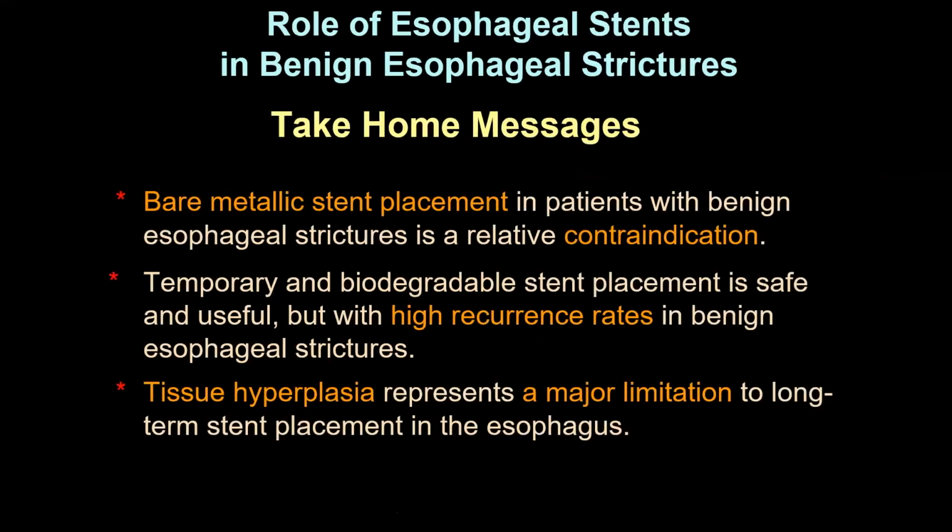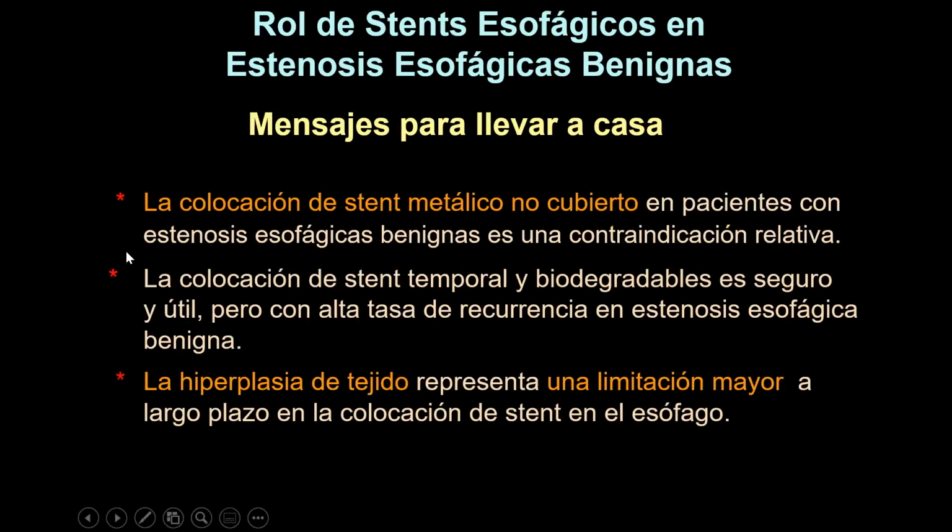In conclusion, bare metallic stent placement in patients with benign esophageal strictures is a relative contraindication because the long-term result is very poor, and temporary and biodegradable stent placement is safe and useful, but with a high recurrence rate in benign esophageal strictures. Tissue hyperplasia represents a major limitation to long-term stent placement in the esophagus.